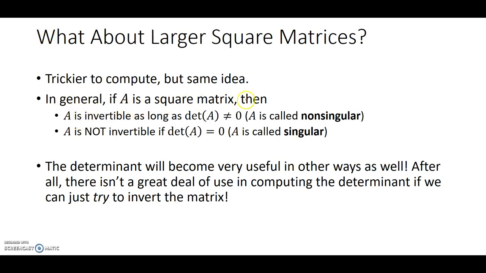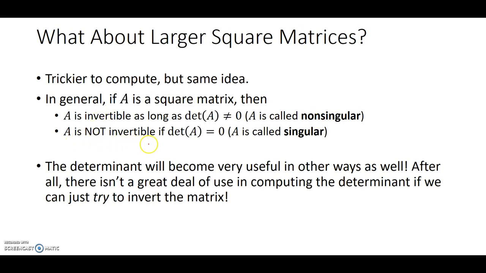So in general, if A is a square matrix, then we say A is invertible as long as the determinant of A is not equal to 0. Okay, so that means an inverse exists. That means there's only one solution. That means the slopes are not equal to each other. And we say that A is non-singular. That's just the label we give it if A is invertible.